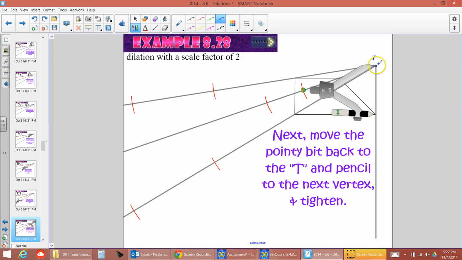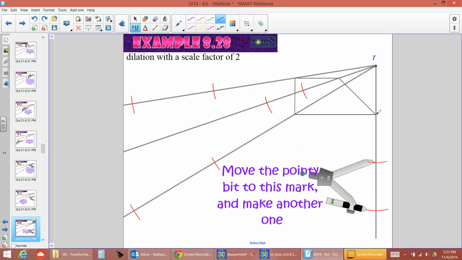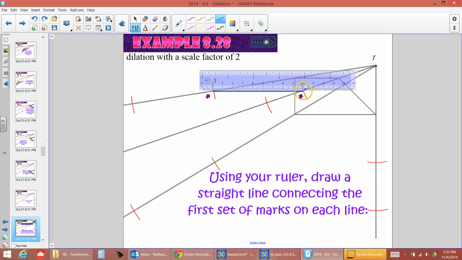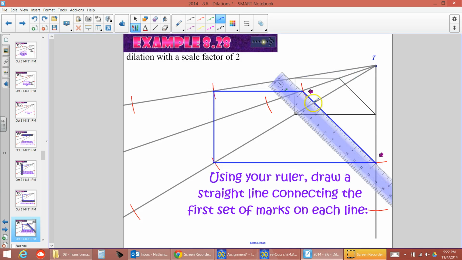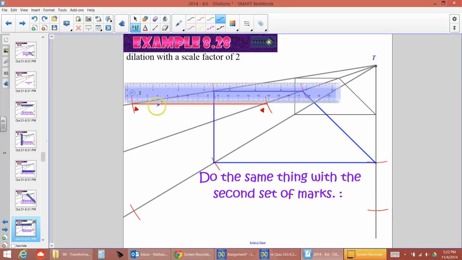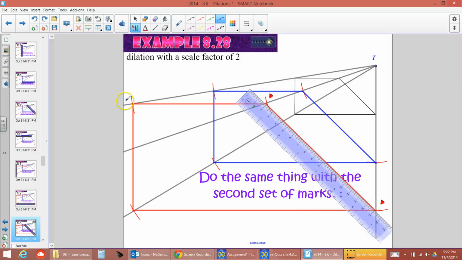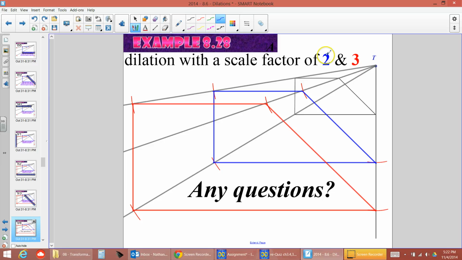Same process here. We put the pointy tip, and we measure how big it is from the center of dilation to the endpoint. We move it, make an arc, move it, make an arc, and now we can start connecting some dots. Notice how this is the first arc on this length, and this is the first arc on this length. And then we do firsts and firsts and firsts. Now we do seconds. We connect all the second marks together. And now we've got a dilation with a scale factor of 2, the blue one, and a scale factor of 3, the red one. And that's a really nice way to construct a dilation.